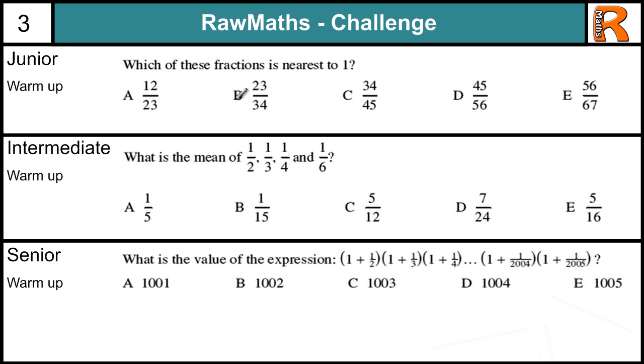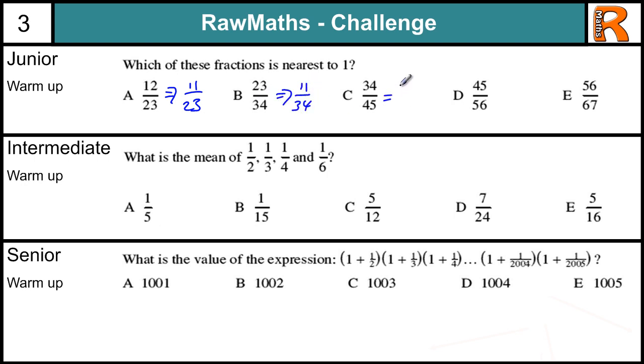Okay, so we're looking at some fractions. We're going to find which one's nearest to 1. So we could do some equivalent fractions here, but it would be a bit awkward. Better to look at how far away these are from 1. So to make this one, we'd have to add 11/23. To make this one 1, we'd have to add 11/34.